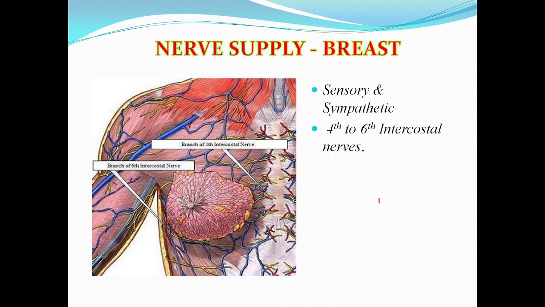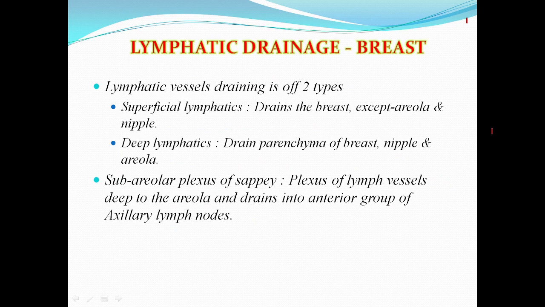And then coming to the nerve supply. When you talk about the nerve supply, to understand the sensory nerve supply, that is the sympathetic innervation, will be taken by the 4th to 6th intercostal nerves, to be remembered. So up to now we have discussed the mammary gland, where it is located, its structure, the blood supply and the nerve supply.